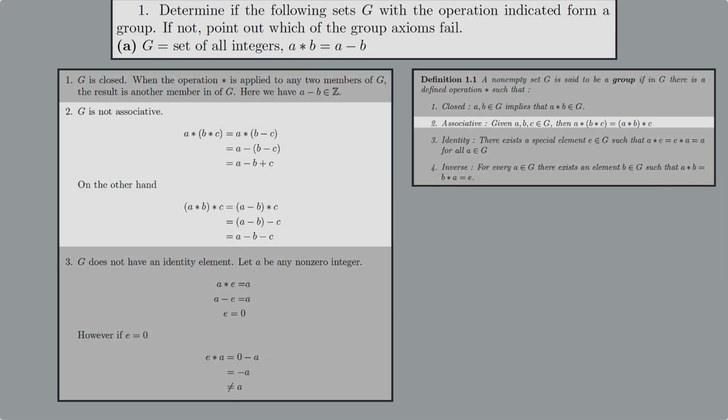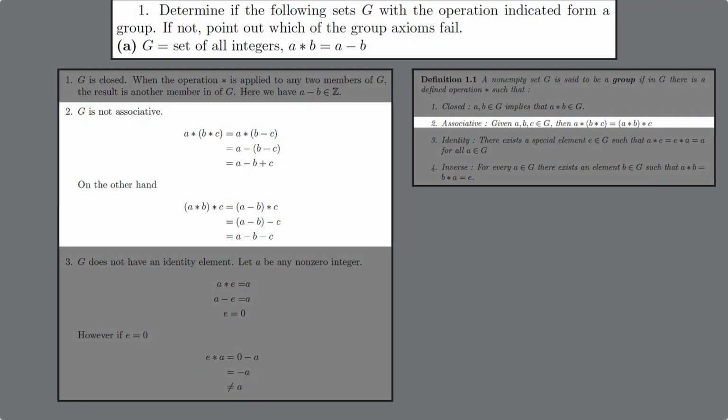Number 2, associative. Can we make these 2 equations equal to each other by applying our operation star? Easiest way to see this is just literally apply the operation star inside of the parentheses and then apply it again and then compare your equations here. So we know B star C is B minus C. So we get A star parentheses B minus C, and then that ends up being A minus B plus C because we have the double negative. On the other hand, when we apply A star B first, we don't end up with that double negative, and we can see that our 2 equations are not equal, so G is not associative.